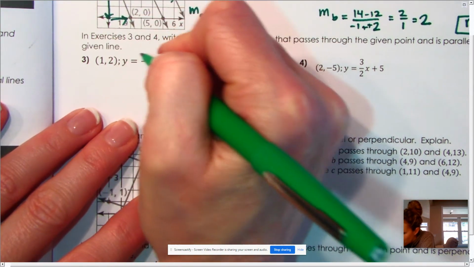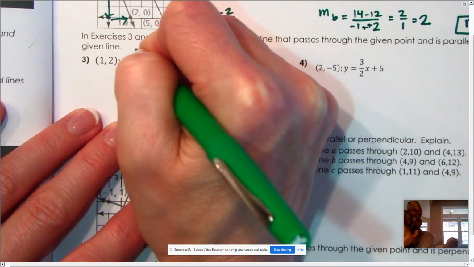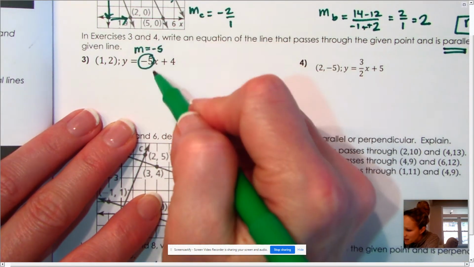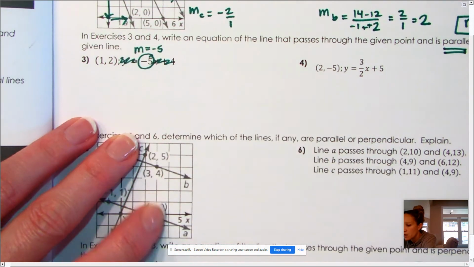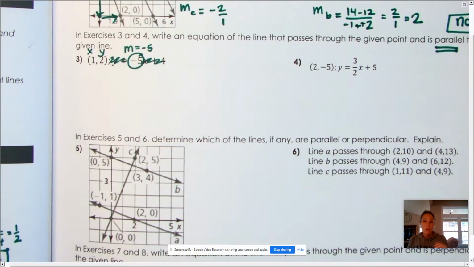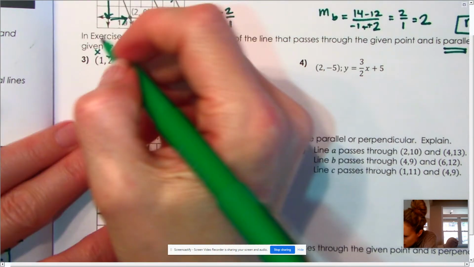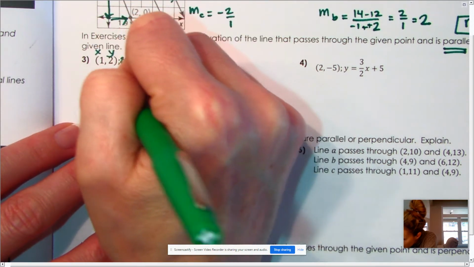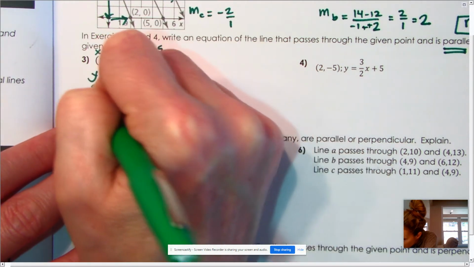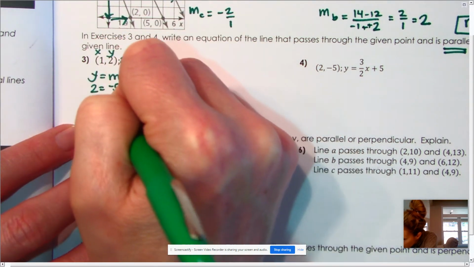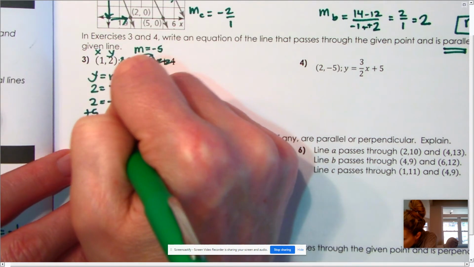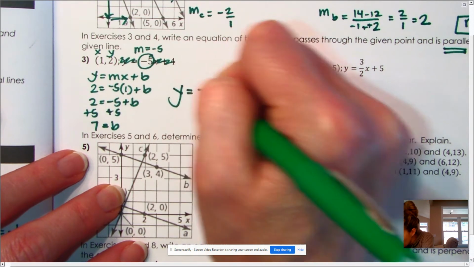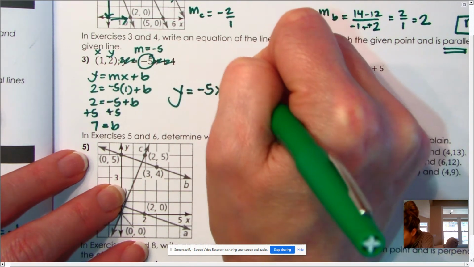So we're going to plug this one in for our M, right? M equals -5. If it's parallel, we know that it has the same slope. We don't use anything else in that equation. We have an X value, a Y value. What we really need is a B, but if we plug those in, we can find it. So Y equals MX plus B. The Y value is 2, the M is -5, the X is 1, and we need to find B. So 2 equals -5 plus B. So all I have to do is add that 5 over to the other side. So B is equal to 7. So my final answer, Y equals -5X plus 7.